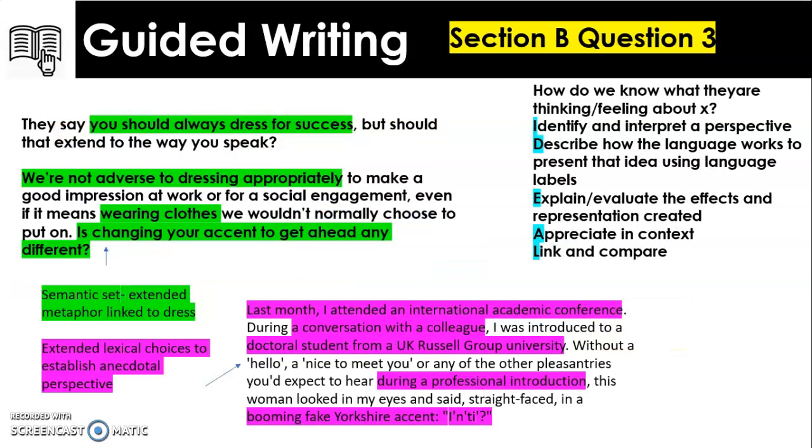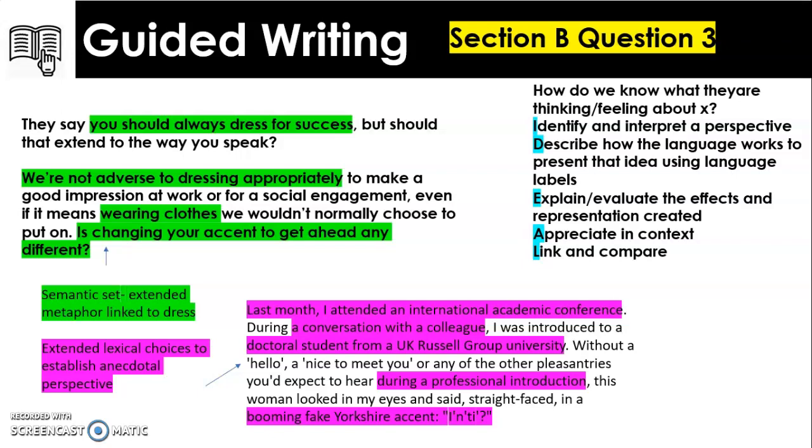Now, these next two bits also cover the opening. So we're still going to follow this ideal structure. We're just going to talk about the opening paragraphs, and then you're going to choose, based on our discussions, the information that you use to write your paragraphs for today. Okay, so we know that the top section is text A, and then we're looking at text B. So text A: they say you should always dress for success. But should that extend to the way you speak? So we've got this cohesive structure that text A is posing questions for their reader, for their audience.